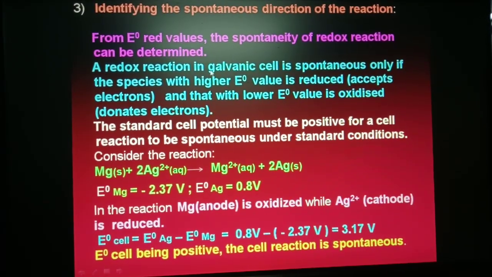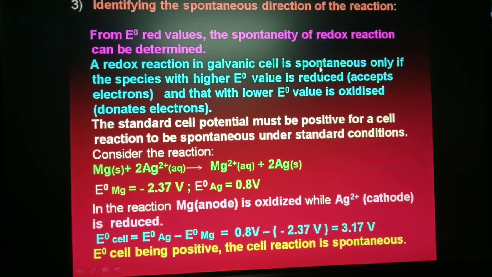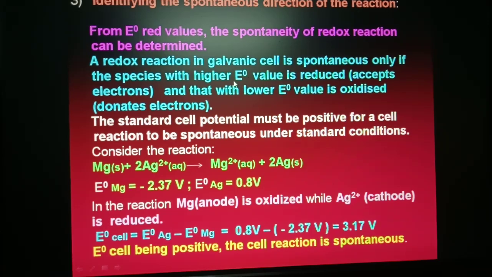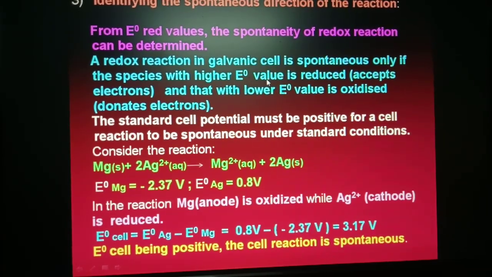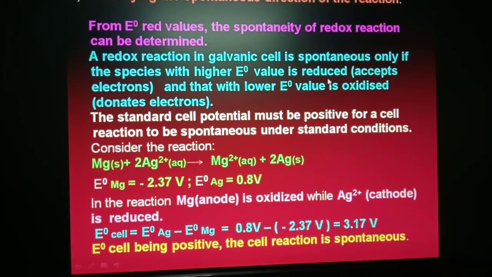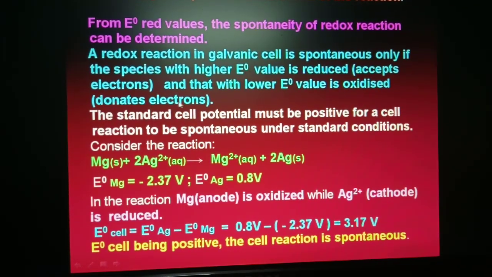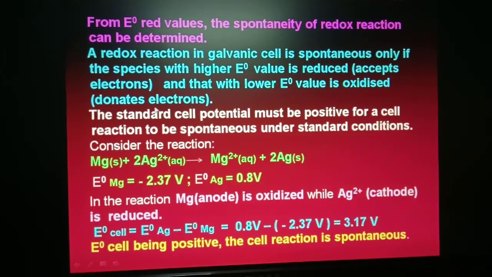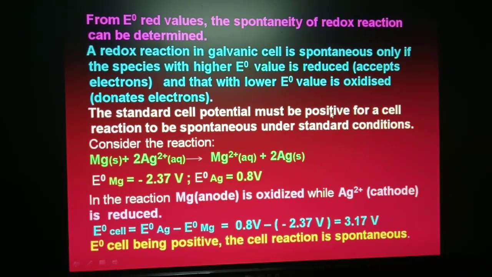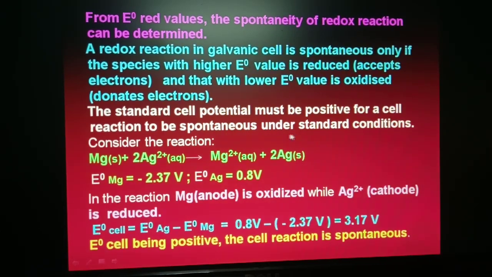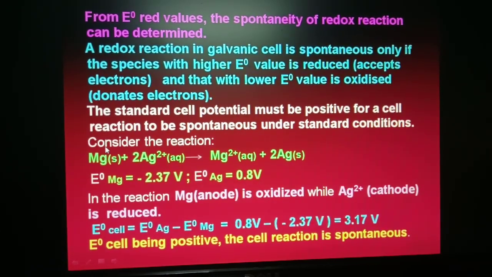A redox reaction in a galvanic cell is spontaneous only if the species with higher standard reduction potential value is reduced, that is, it accepts electrons, and that with the lower standard reduction potential value is oxidized, that is, it donates electrons. So, the standard cell potential must be positive for a cell reaction to be spontaneous under standard conditions.